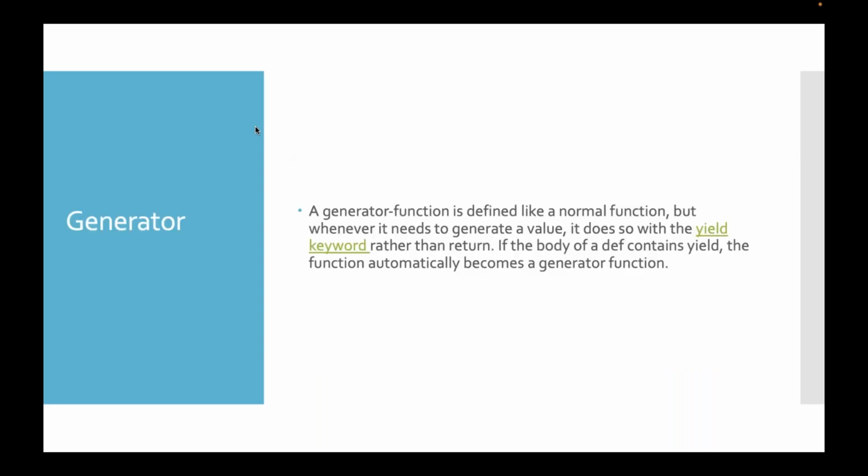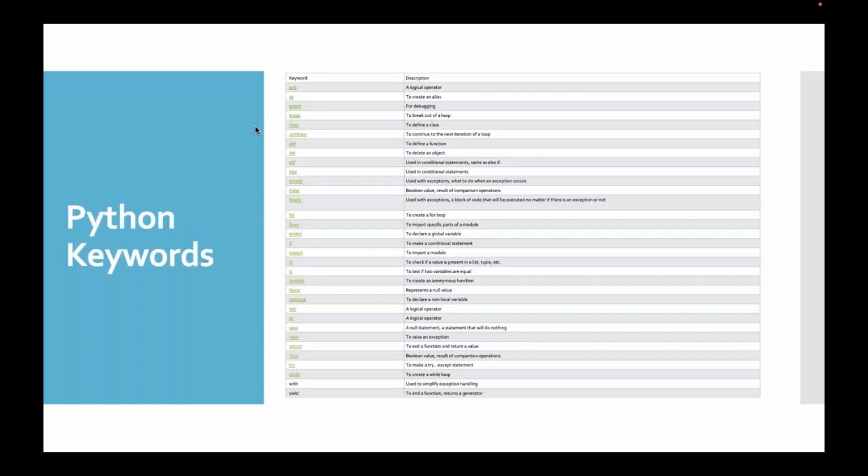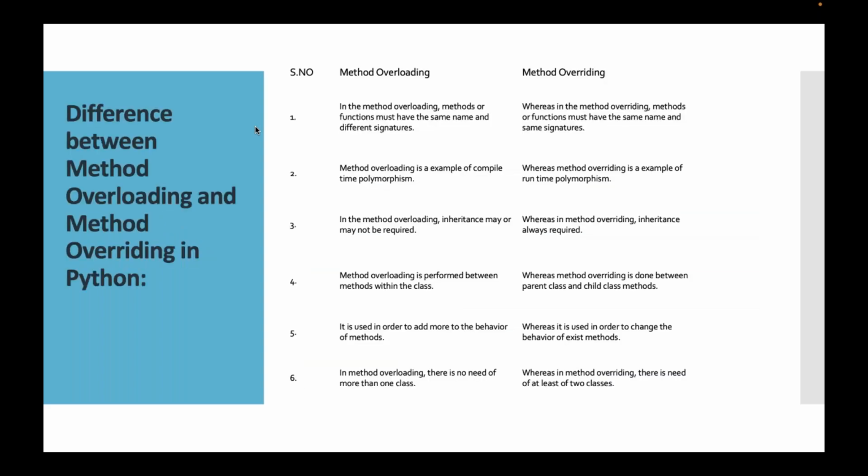Then generators are basically like a normal function, but we are adding some keywords to perform. The yield keyword is one of the keywords that we are using. Yield is one of the most used keywords in generators. Then coming to keywords in Python.